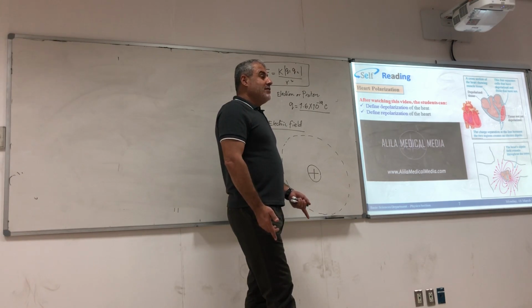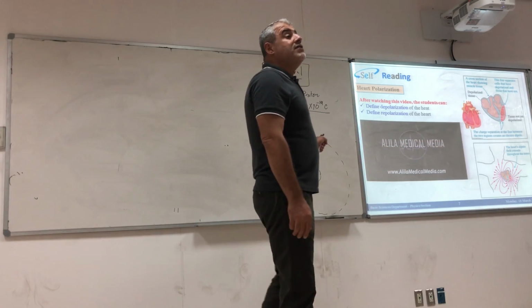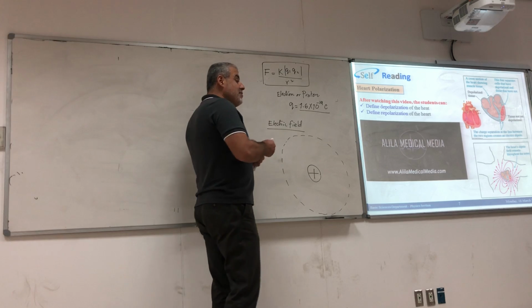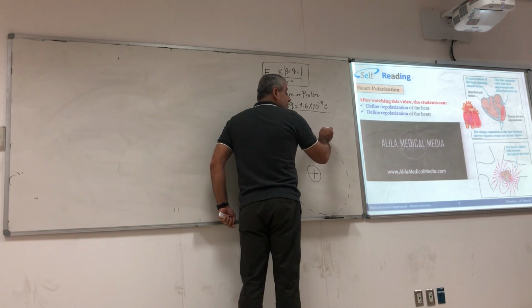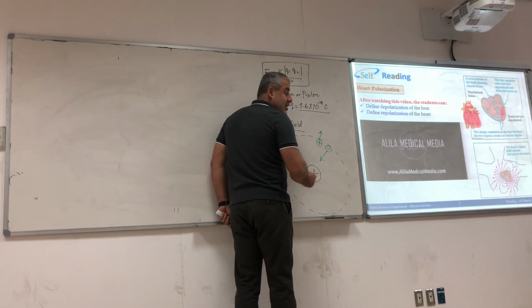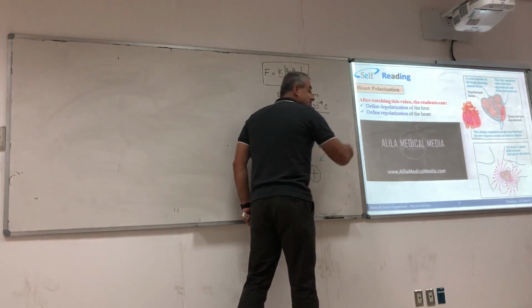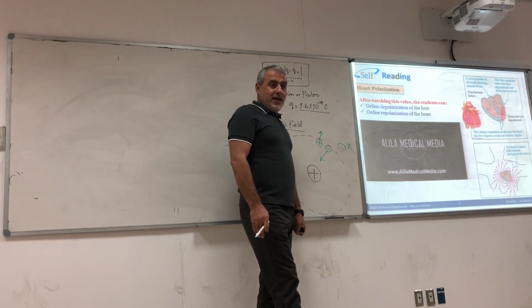We assume that this is the electric field. This is invisible to us, but it is there. That means if a positive charge enters here, it will repel, and if a negative charge enters, it will attract. If there is a negative charge outside, it will not be affected, because it's outside the field, okay?